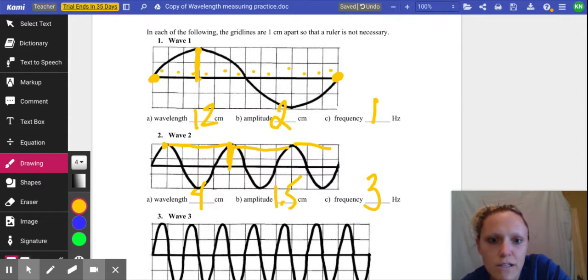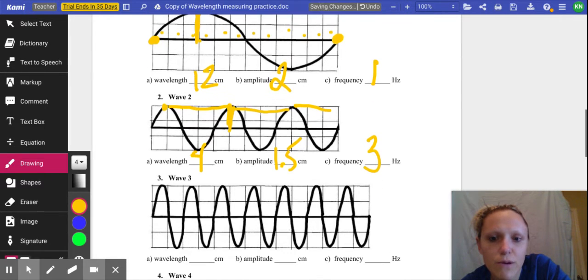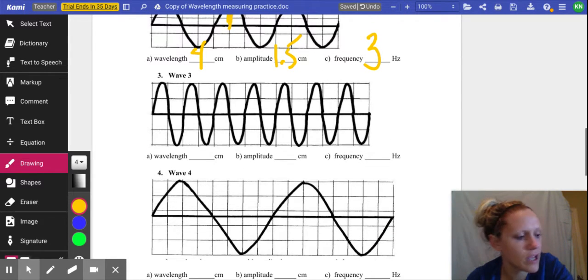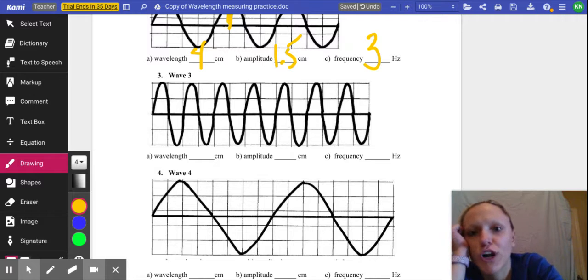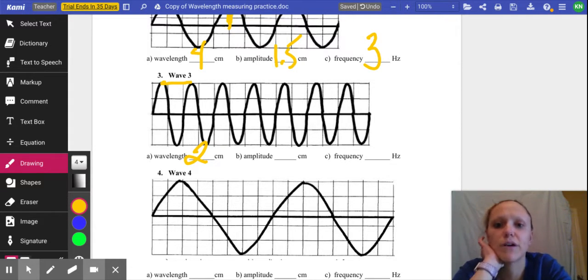Okay, it's number 2. So let's keep going. So number 3, a wavelength. So we're going to go from crest to crest. And so if I'm looking at that, I'm going to estimate that it's approximately 2 centimeters. When you add that little half and that little half, somewhere around 2 centimeters.